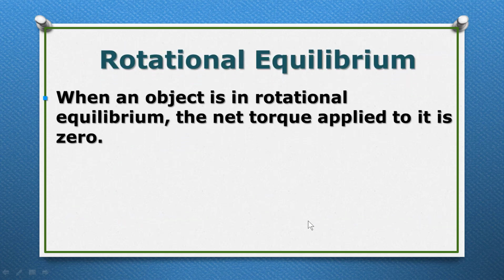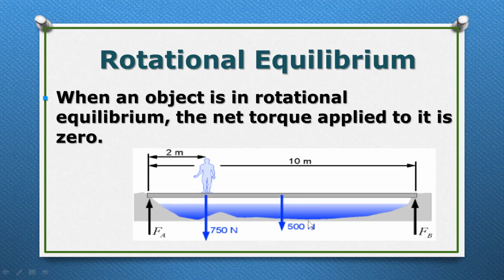So when an object is in rotational equilibrium, the net torque applied to it is 0. You can see, if the body is in equilibrium, let's say this bridge is in equilibrium, it does not have a tendency to rotate, so the sum of all the torques acting on it must be 0, or in other words, the sum of clockwise torques must be equal to the sum of anti-clockwise torques.